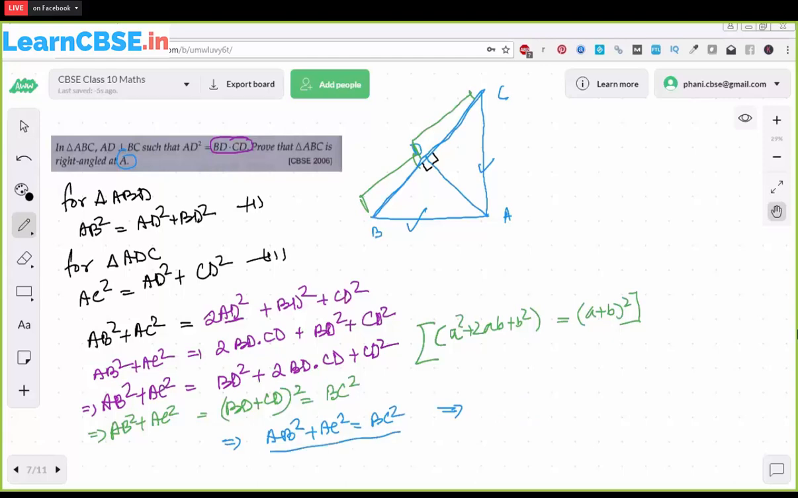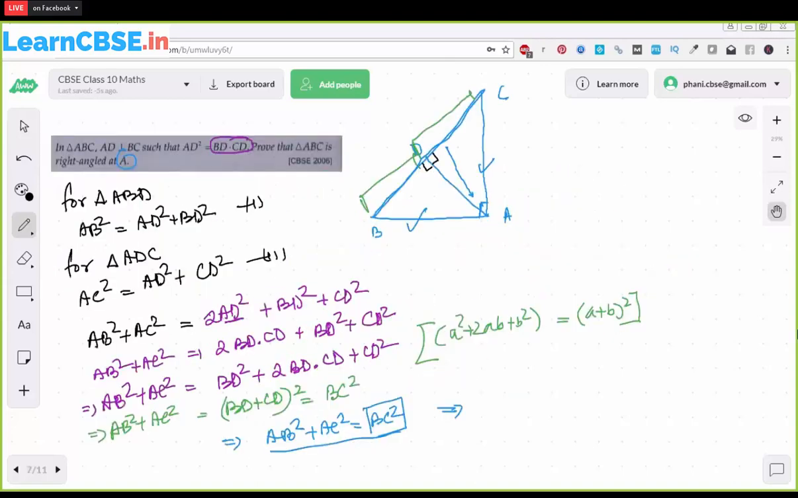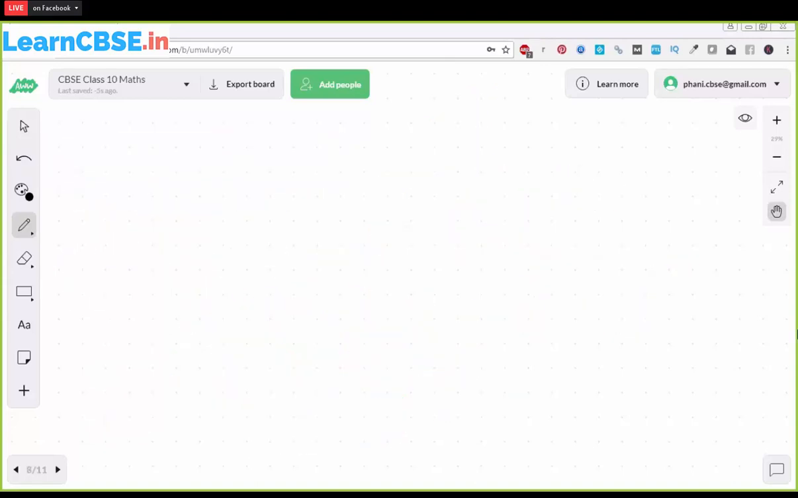And how can we say that it is right angled at A? Because it is equal to BC squared. So that means BC is the hypotenuse. Opposite to BC we have the angle A, so it needs to be the right angle. So that will be the overall proof. These two are converse to each other. Next question.